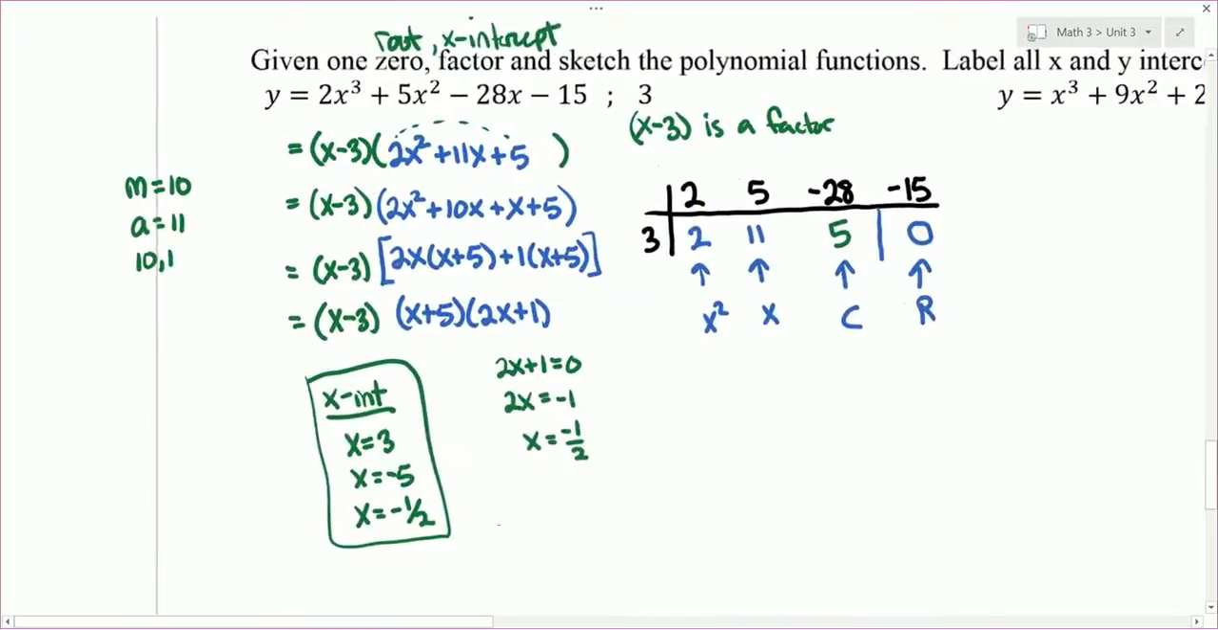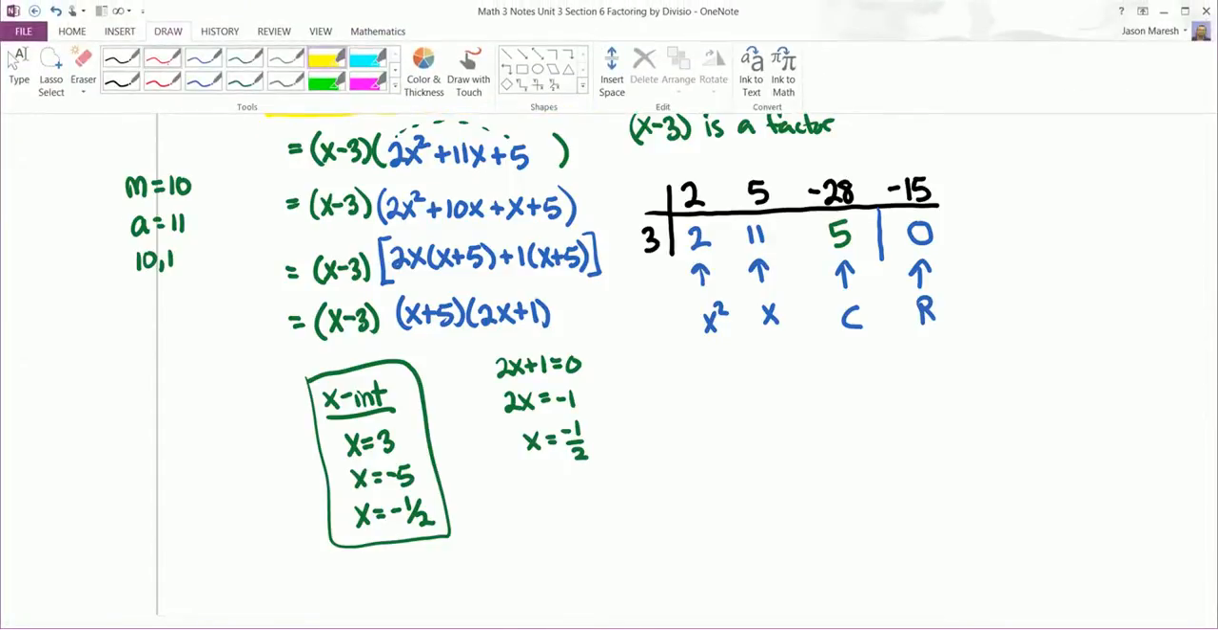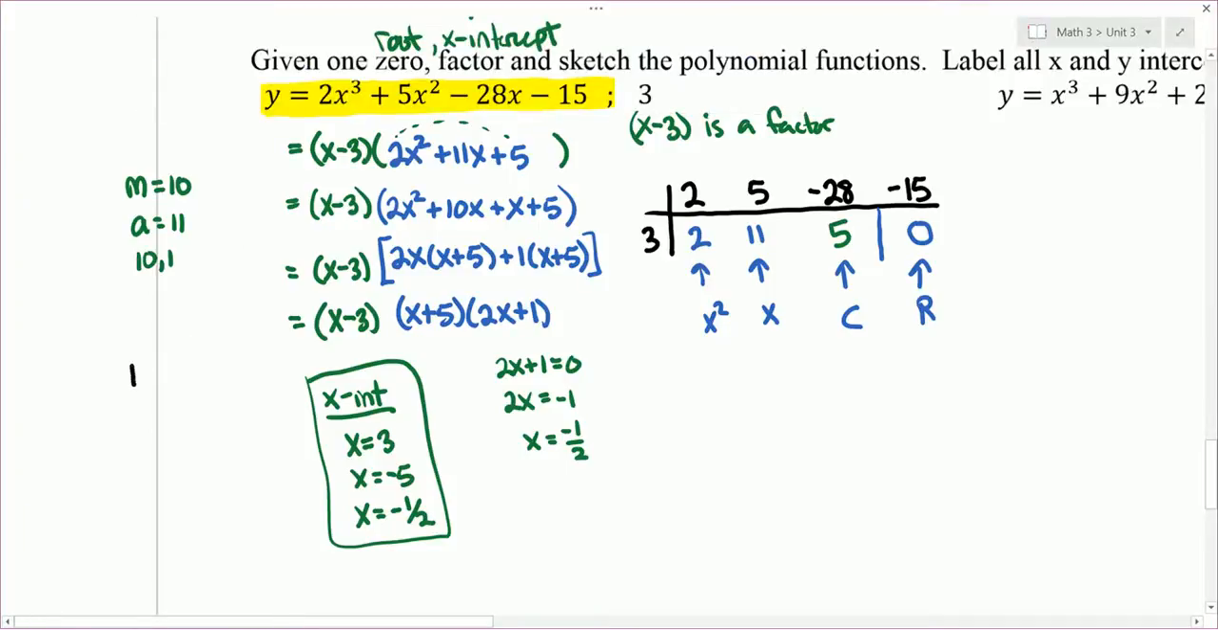Let's find the end behavior. When I find the end behavior, I'm going to look at the original problem. It's easier to see what the degree is and what the leading coefficient is when you're looking at the original problem than in the factored form. So we see that the degree is 3, that's your highest power, and that's an odd number. And the leading coefficient we see is positive 2, which is positive. And so because the leading coefficient is positive, we know the right end's pointed up. Because the degree is odd, we know the left end is pointed in the opposite direction.